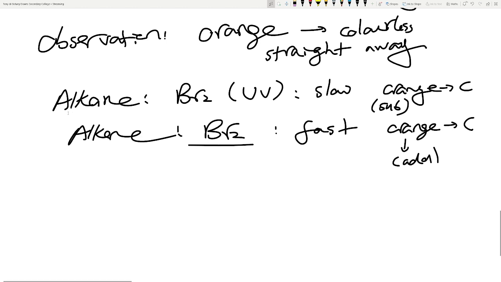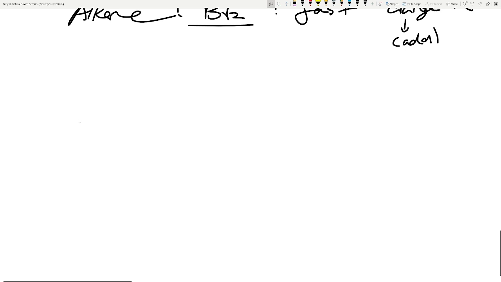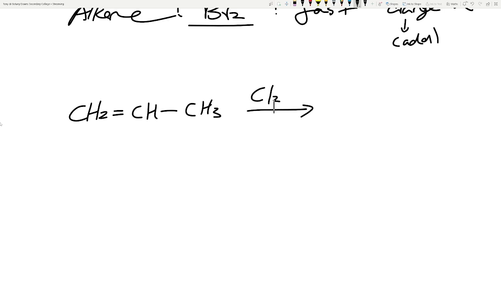Okay, now this works not just with bromine water. Let's say, let's just make it a little bit more difficult. Say I can do chlorine water, I can do Cl2, and how do I do this?